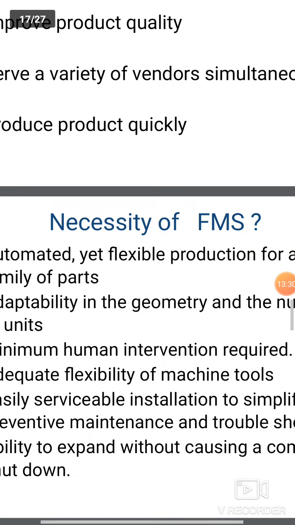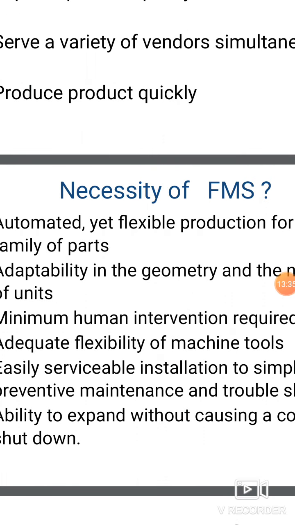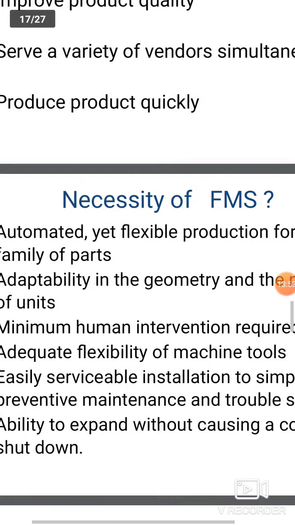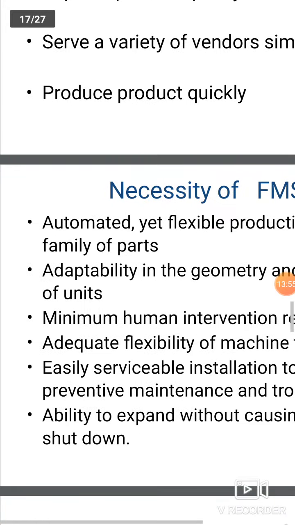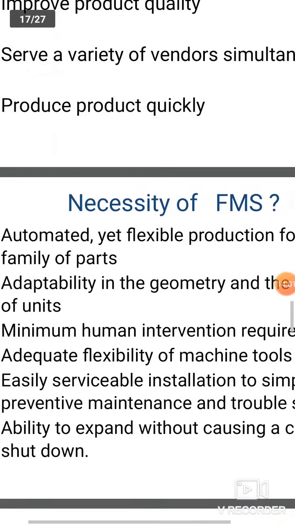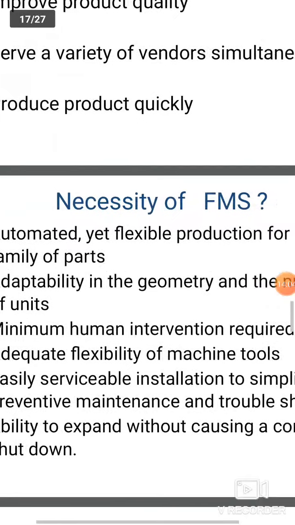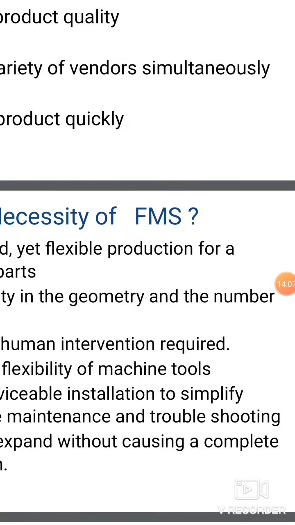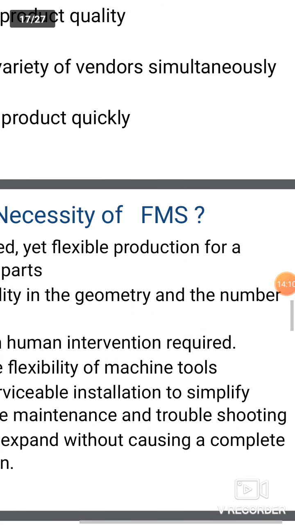Next one is the necessity of FMS. Why do we need FMS? What is the need of FMS? In daily use we see what an FMS is and how it works. It provides automated yet flexible production for a family of parts, adaptability in the geometry and the number of units, minimum human interaction requirement, and an adaptive flexible machining center. All these are the necessity of FMS.